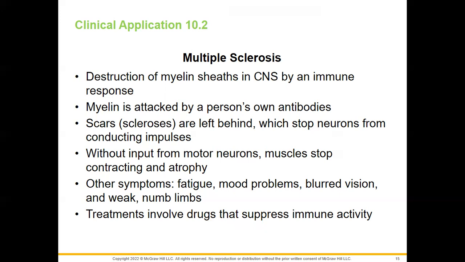There are treatments for multiple sclerosis. Many of the treatments involve suppressing the immune system activity itself. So it doesn't necessarily go attack or do anything with the myelin itself or the nerves themselves. It actually suppresses the immune system activity so that the immune system is no longer attacking those cells.